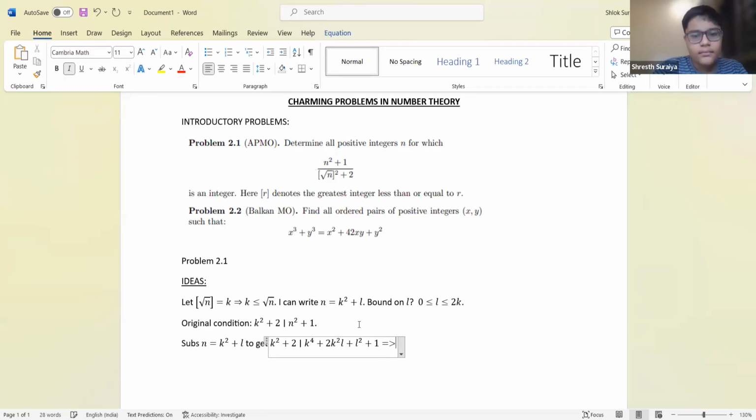So if I use that, then basically k square plus 2 divides 4, instead of k to the power 4 I can write 4, right? Similarly, instead of k square I can write -2, so minus 4l plus l square plus 1. So k square plus 2 divides l square minus 4l plus 5.